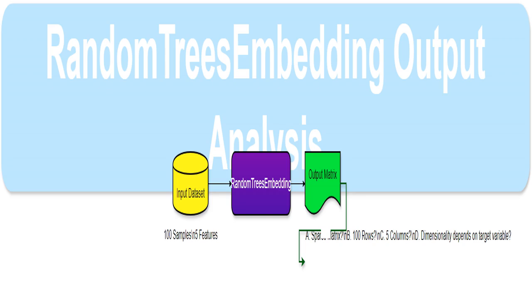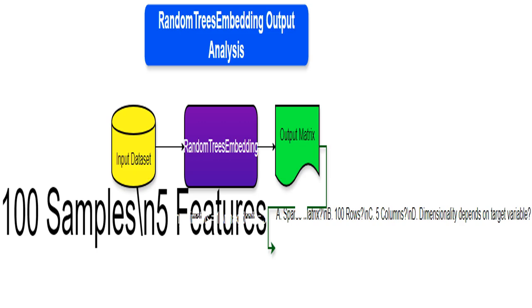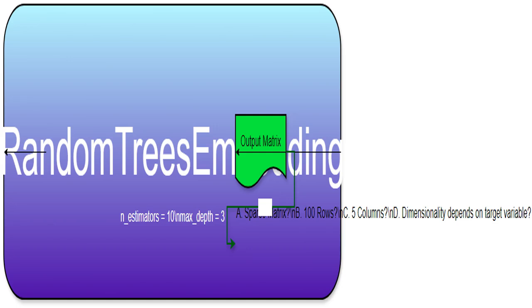I'm analyzing the output of sklearn's RandomTreesEmbedding, a technique that transforms data using a set of random decision trees. I'll figure out the shape and characteristics of the output matrix. We have an input dataset. It contains 100 samples, each described by 5 features. This simply restates that the dataset contains 100 data points and each data point has 5 attributes or features to describe it. This is the algorithm I am using to transform my data.